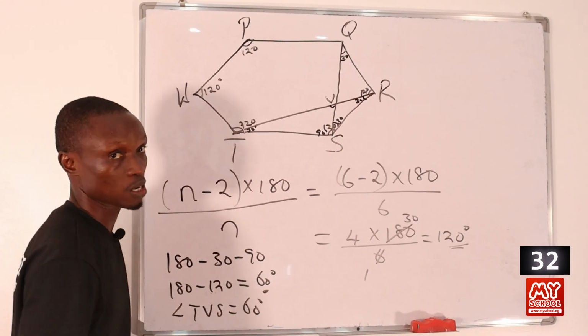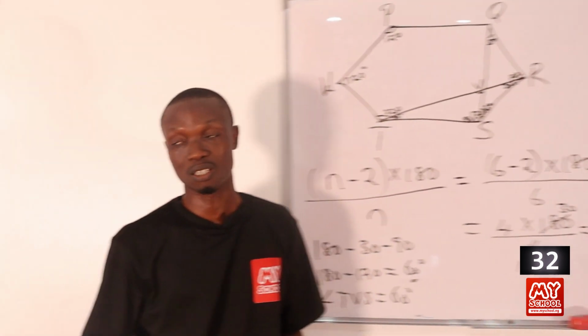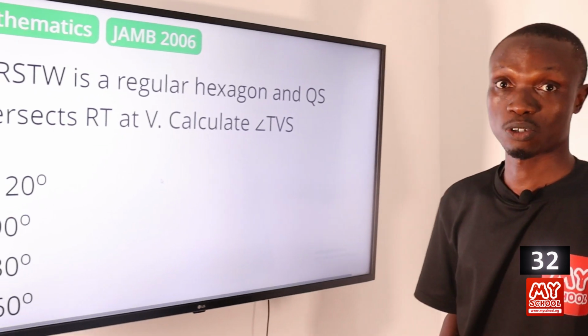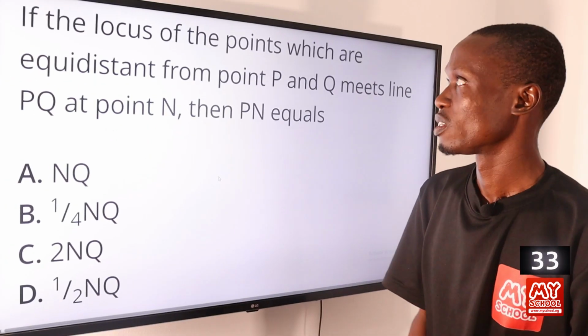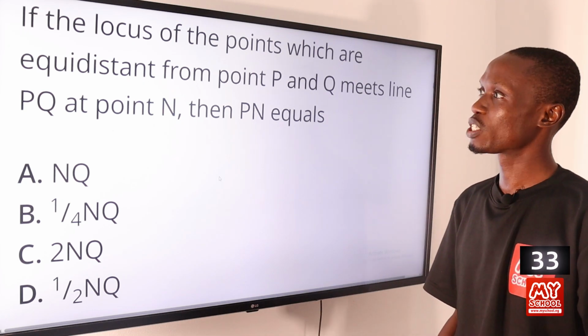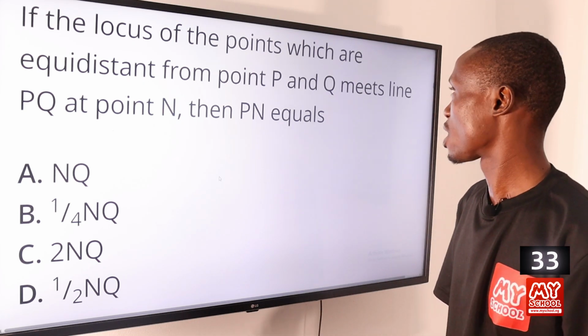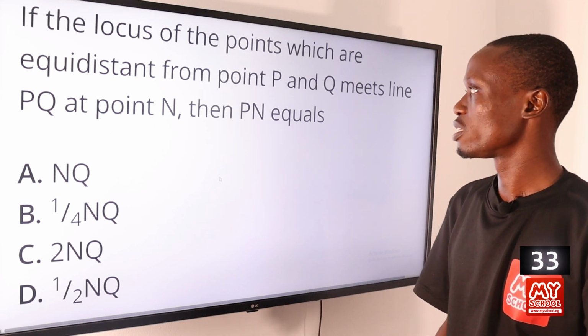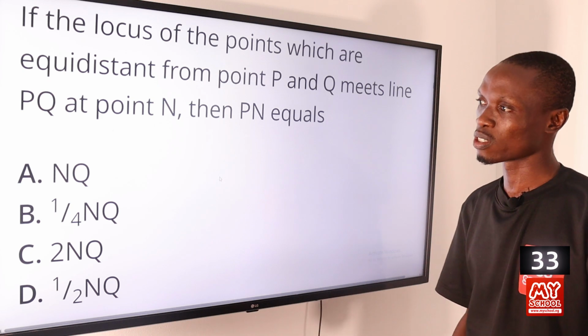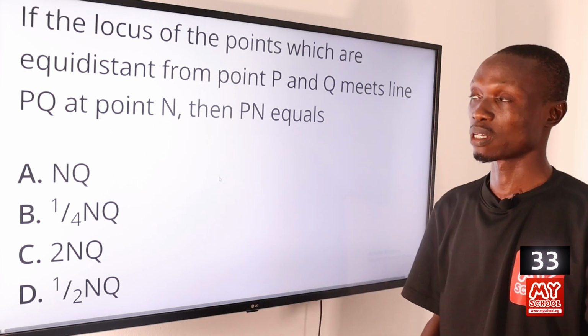Let's return to the screen to pick the correct answer to this question, and that is option D, 60 degrees. Question 33. If the locus of the points which are equidistant from points P and Q meets line PQ at point N, then QN equals, okay, so these are the options that are given to us.